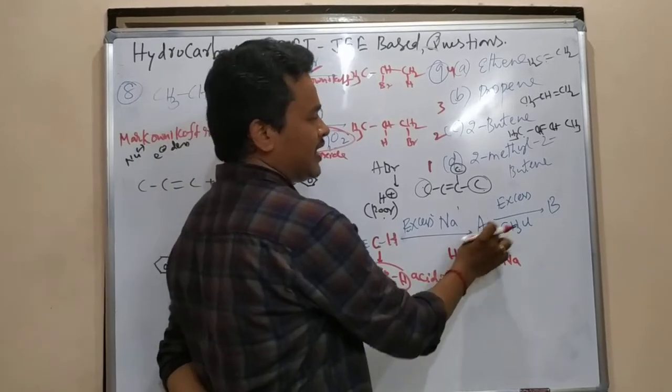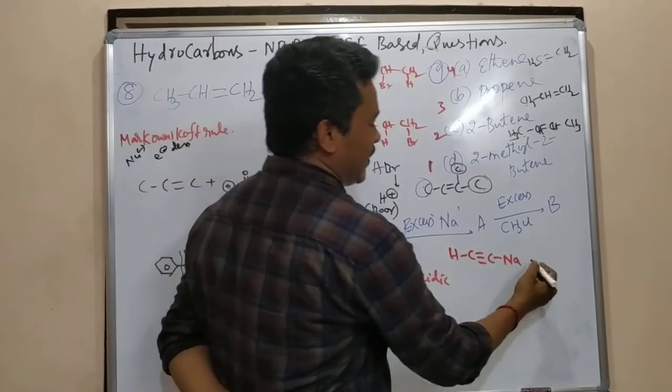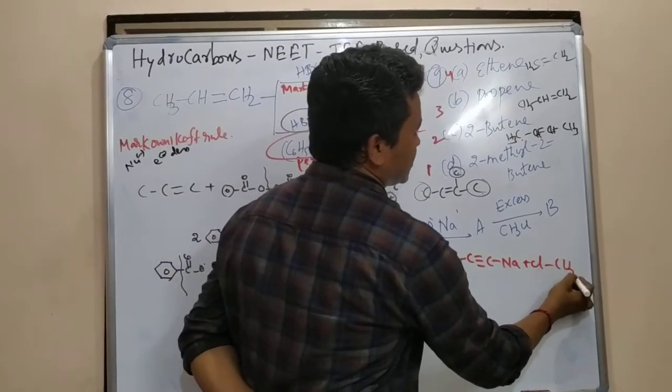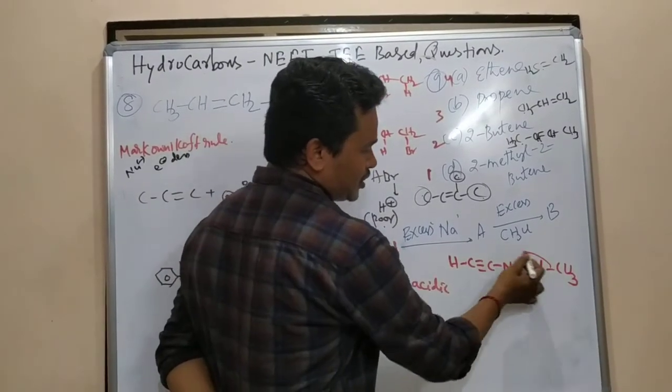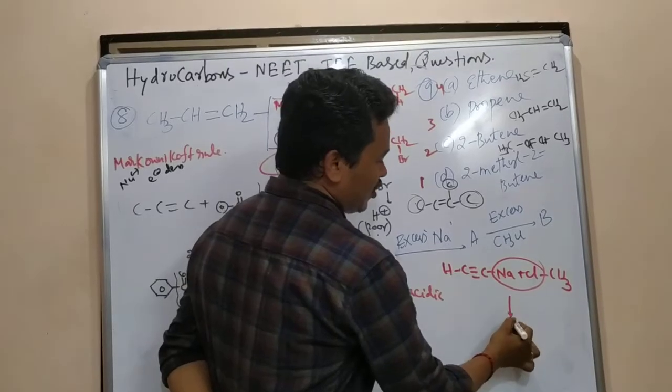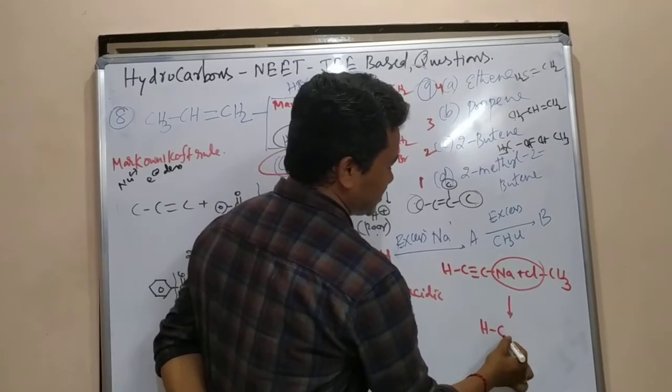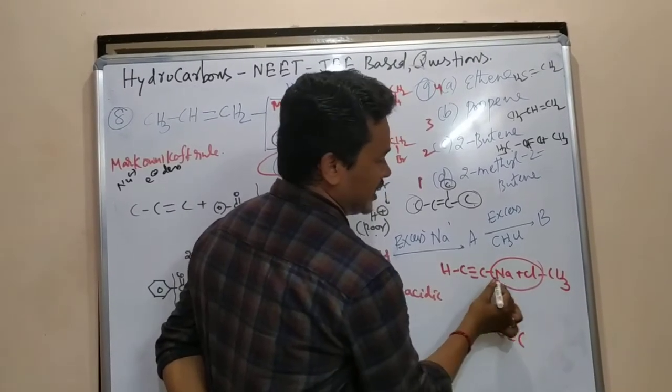After that, excess methyl chloride. Methyl chloride I will write like this for my convenience. Both are mixing: here Na and here Cl. Both are removing out. What are they going to combine? H, C, triple bond, C.